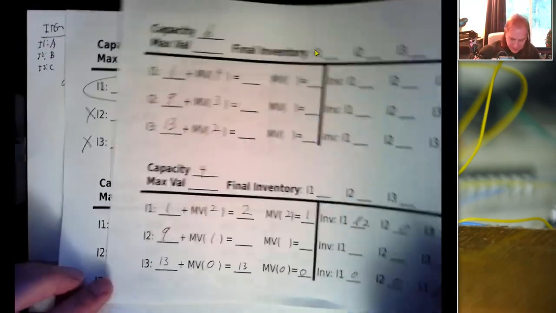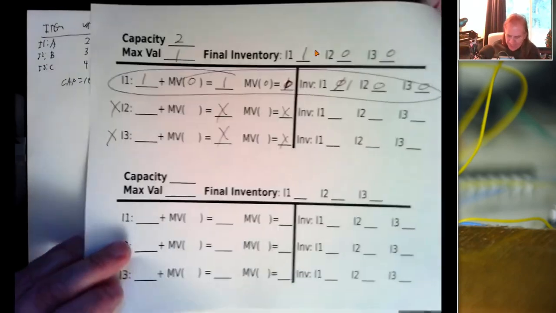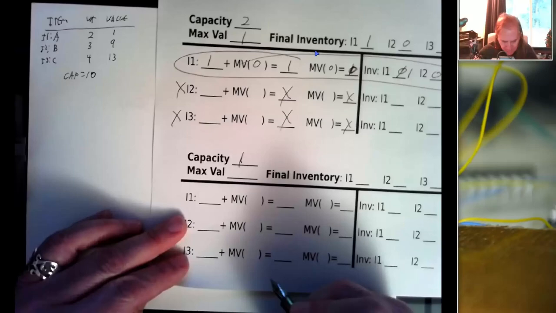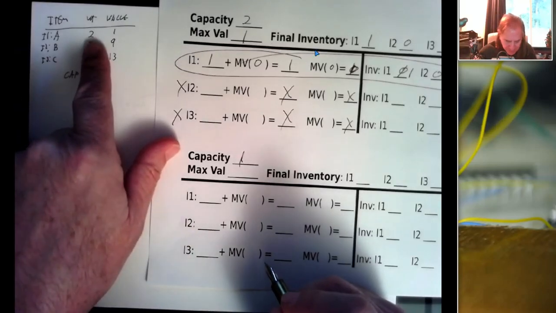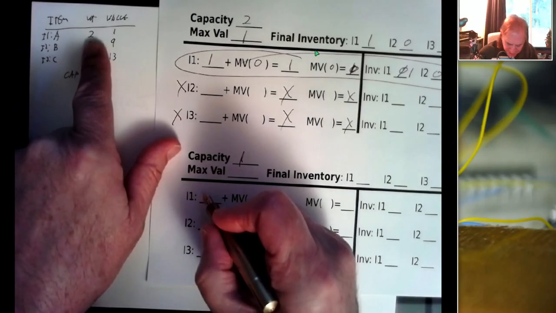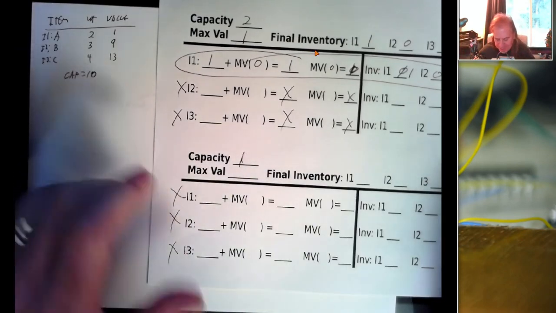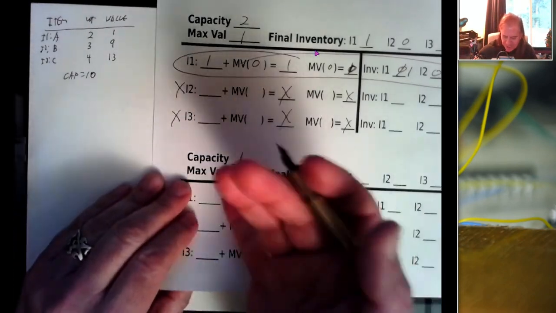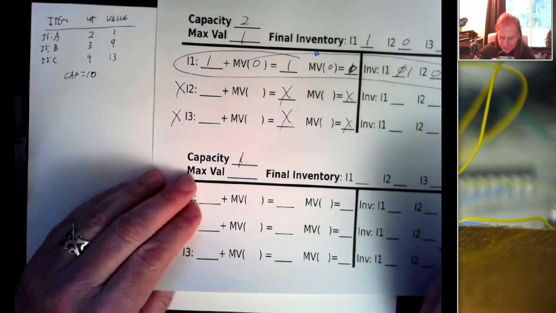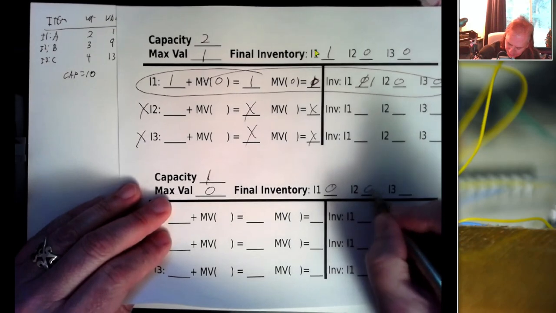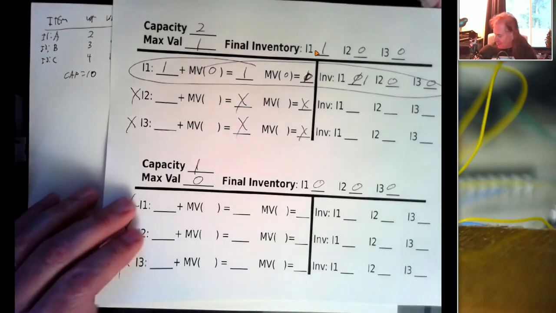All right, so we need to find max val of 1. Suppose we have a bag with capacity 1. Well, we can't put in item 1 because it weighs 2 pounds. We can't put in items 2 or 3 because they weigh 3 and 4 pounds also. So there is no item we can put in our bag. So the maximum value for capacity of 1 will be 0, and we get that by putting in none of our items.